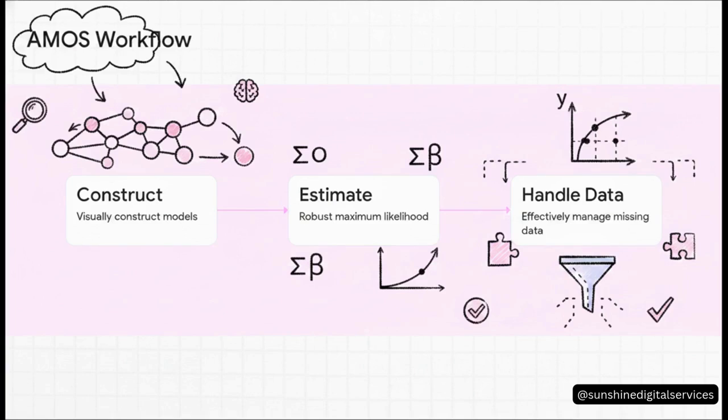And step 3? Step 3 is an absolute lifesaver. Using advanced techniques, Amos can actually patch the holes in incomplete datasets without ruining your results. This is absolutely crucial, because as we all know, real-world datasets are incredibly messy, and they are almost always missing a few data points here and there.